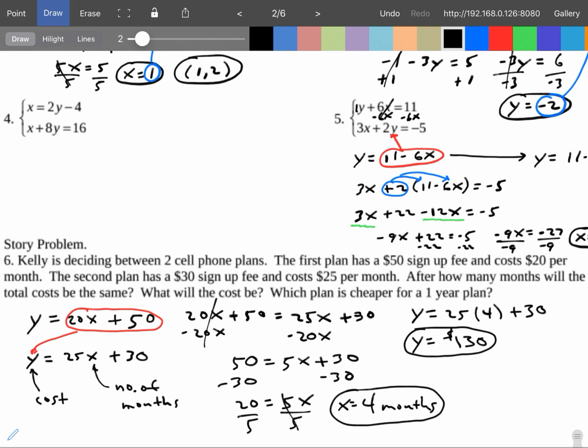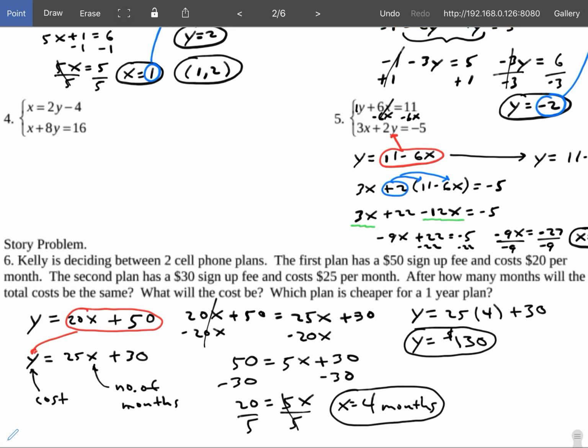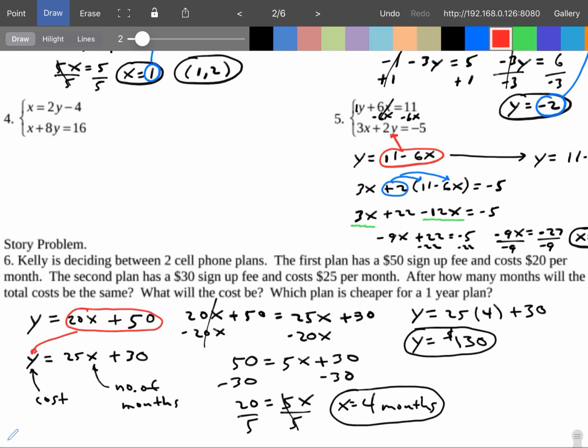And then the last question is, which one would be cheaper if you were going to do a 1-year plan? The first thing you have to remember is that x represents the number of months, so you have to change 1 year into 12 months. 1 year is 12 months. We're running out of room, so you want to plug 12 months into both of the original equations and see which one's cheaper.